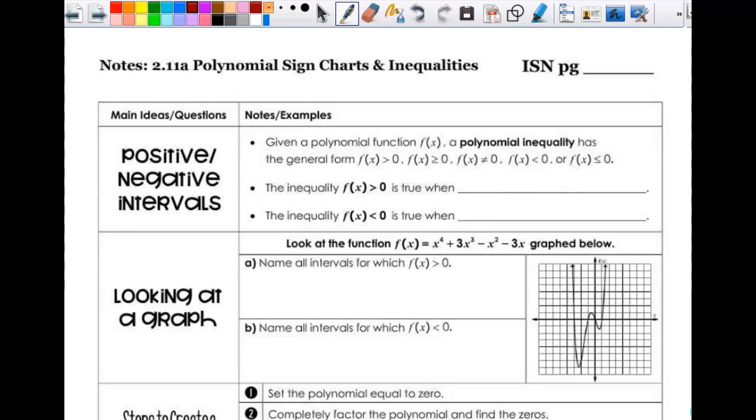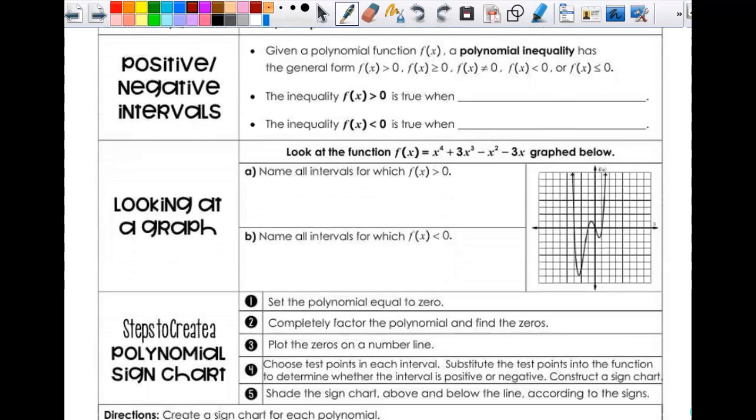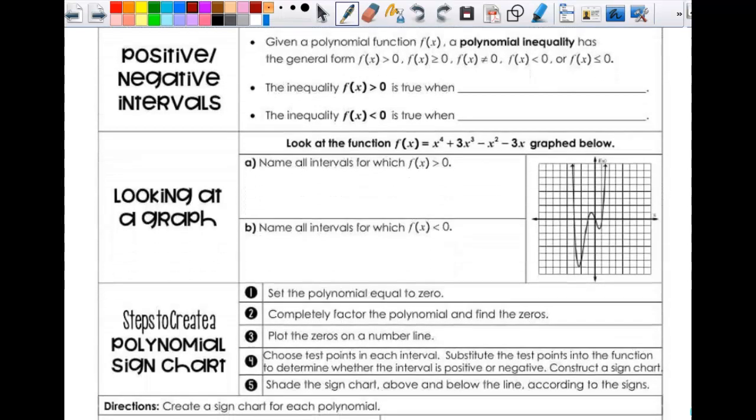So, polynomial sign charts. We'll do these with more than just polynomials, but we're going to look at sign charts and inequalities. Again, super, super important and really pretty easy. So we're talking about positive and negative intervals, which we've already talked about, but it says, given a polynomial function, a polynomial inequality has the general form of greater than or equal to, not equal to, less than or equal to, basically everything that's not equal, hence the name inequality.